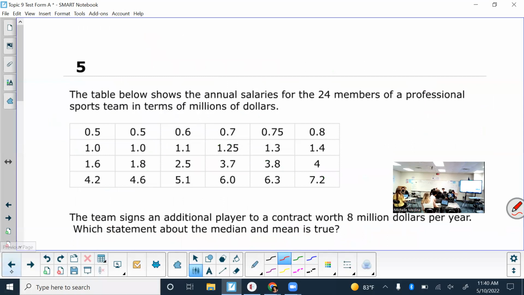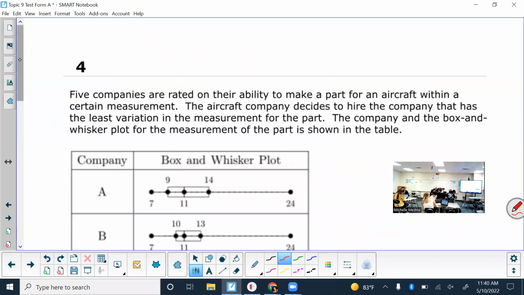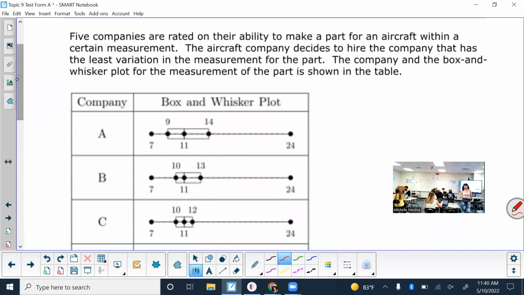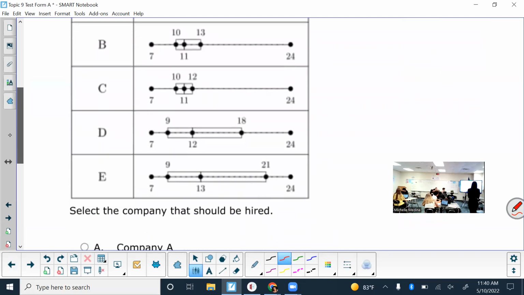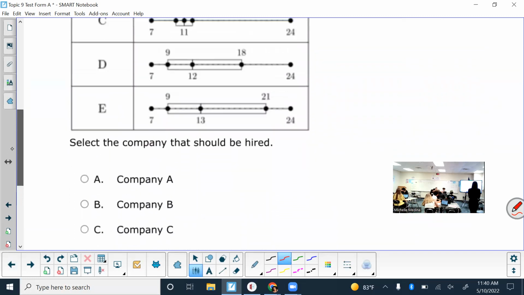We'll start with 4. I heard a few different numbers, so we'll start with 4. We have 5 companies that are rated on their ability to make a part for an aircraft within a certain measurement. The aircraft company decides to hire the company that has the least variation. Keyword there, least variation in the measurement for the part. The company and the box and whisker plot for the measurement of the part is shown in the table below. So company A, B, C, D, E. It says select the company that should be hired.